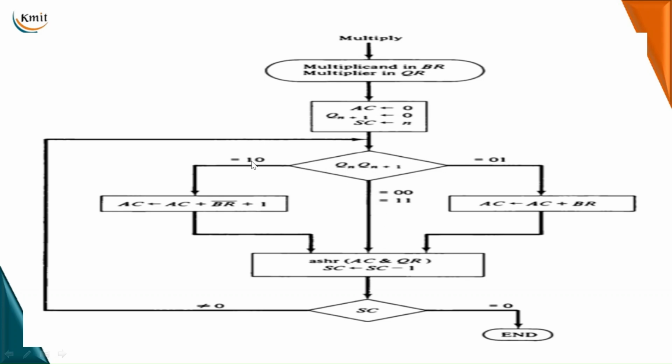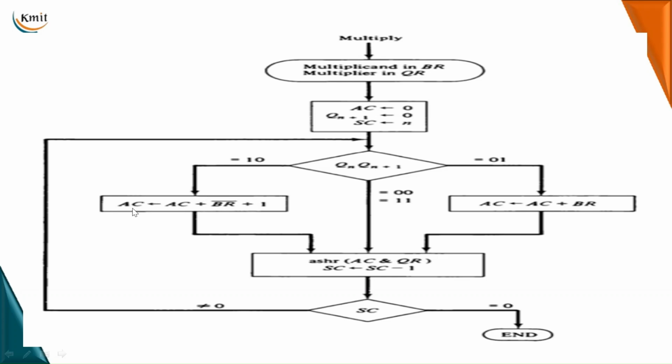If Qn and Qn plus 1 are the combination 1, 0, then you subtract the contents of the BR register from the AC register. It is done by means of AC plus BR complement plus 1. Minus BR can be represented in 2's complement form, which is BR complement plus 1. After performing the subtraction, the result is stored back into the AC register.